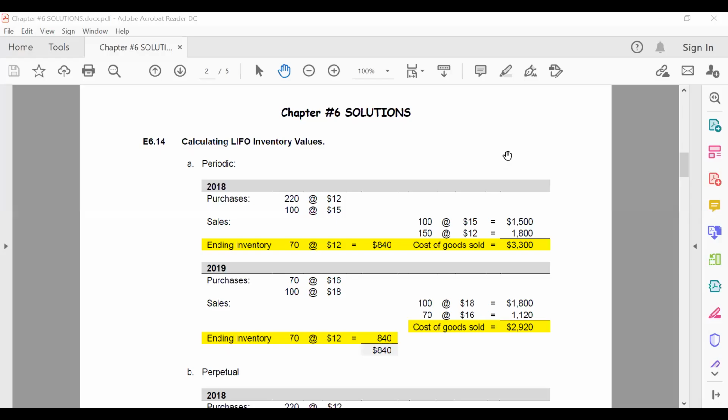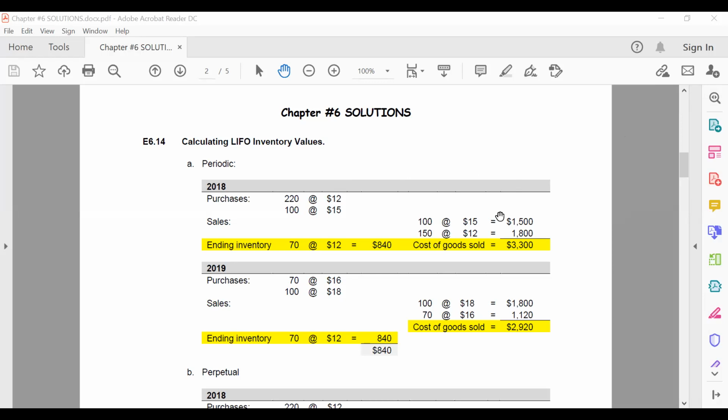So here's 614. Here, under the periodic method for LIFO, what you needed to do is calculate both the ending inventory and the cost of goods sold. Now, this is periodic, which means you don't have to restate everything after each purchase and after each sale. So these were your purchases. These were your sales. Remember, FIFO means first in, first out. So we're going to, LIFO rather means last in, first out. Sorry, slip of the tongue. LIFO means last in, first out.